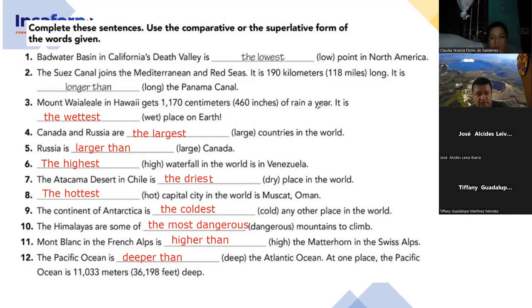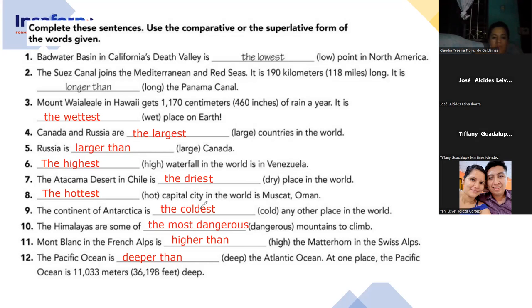I think we made a mistake with number 9. Because now that you're reading it, I think it's comparative. Yeah, I think it's colder than. Yeah, I think we made a mistake on this one. I'm sorry. Can you read it one more time? Okay. The continent of Antarctica is colder than any other place in the world. Oh, yeah. That makes sense. Yeah. Thank you so much. I'm sorry for that one.